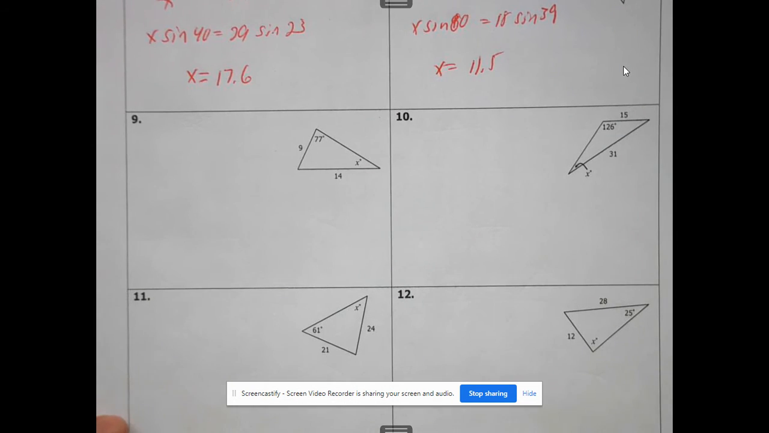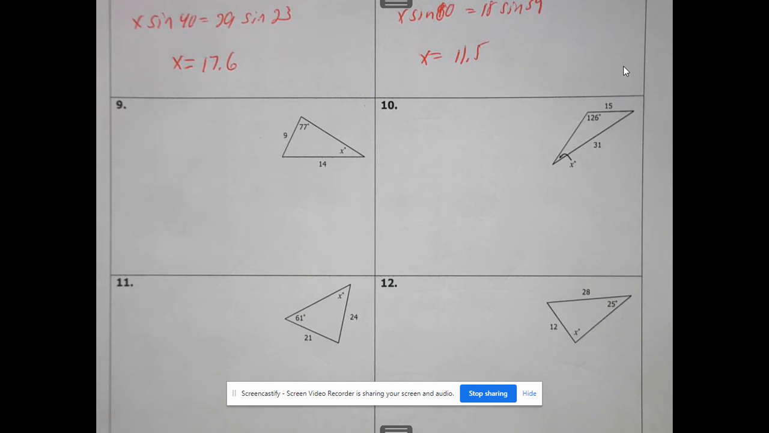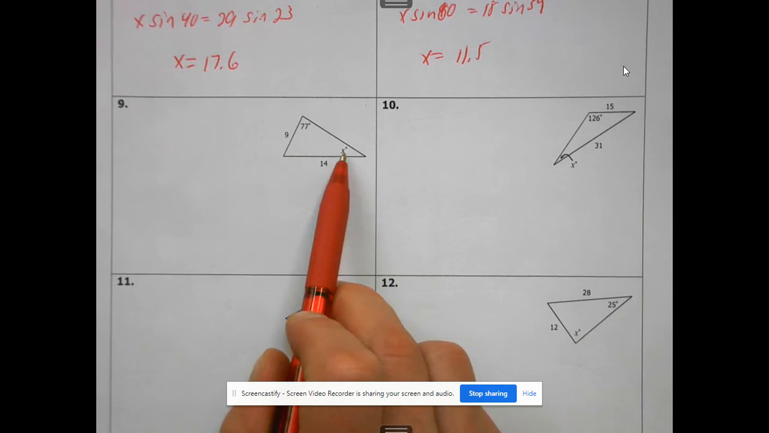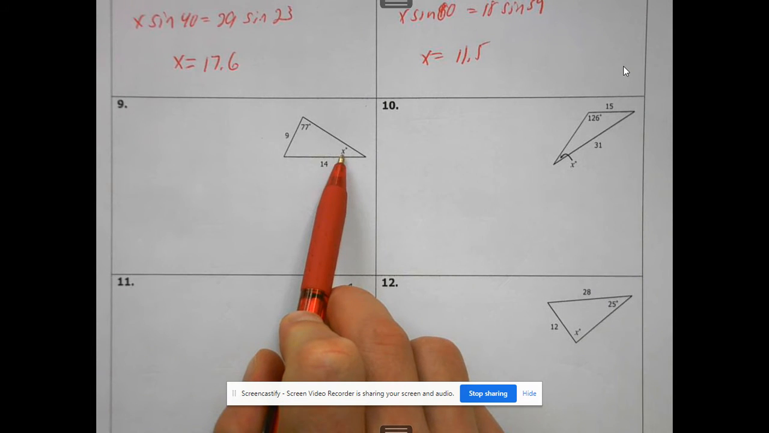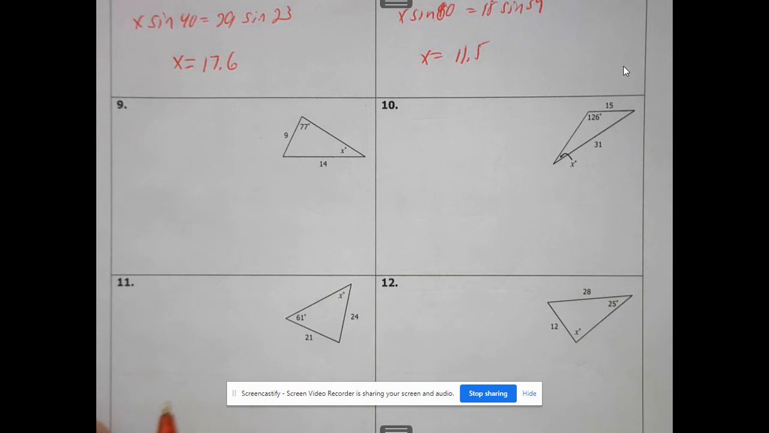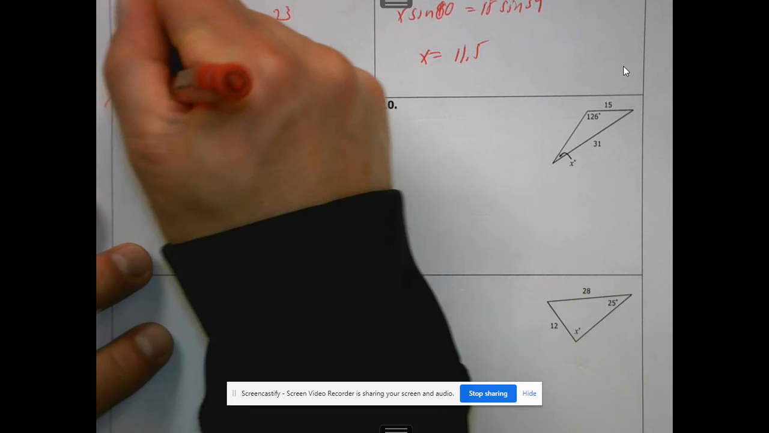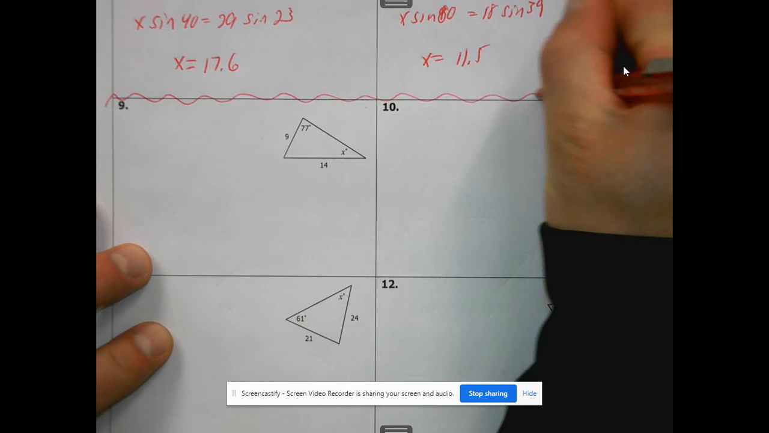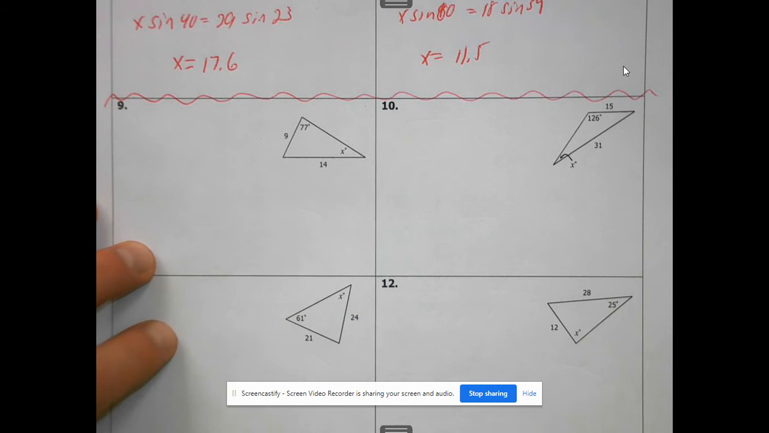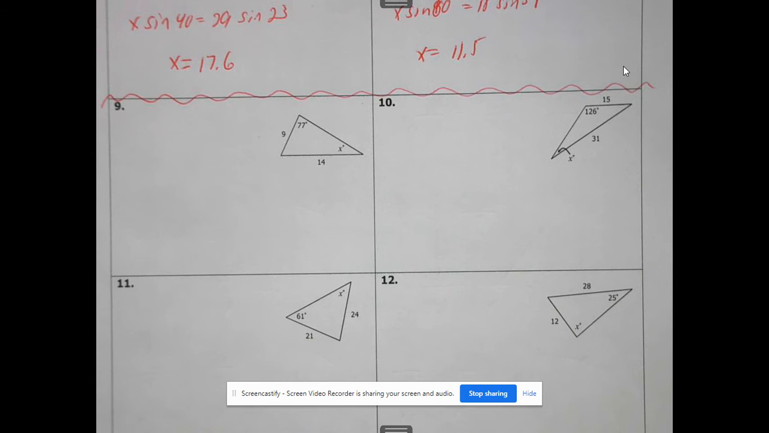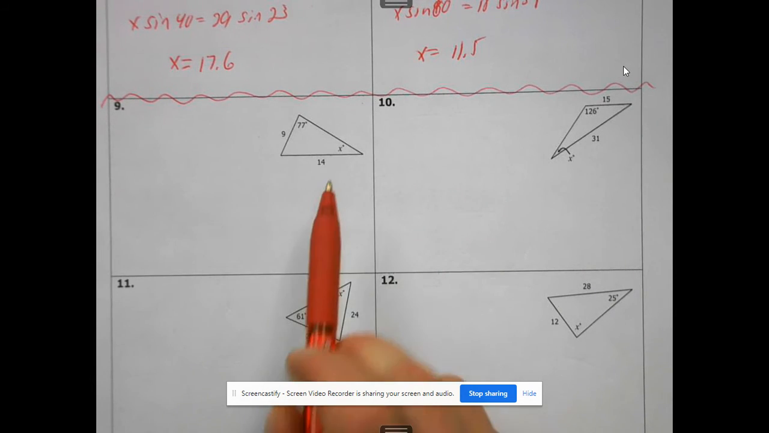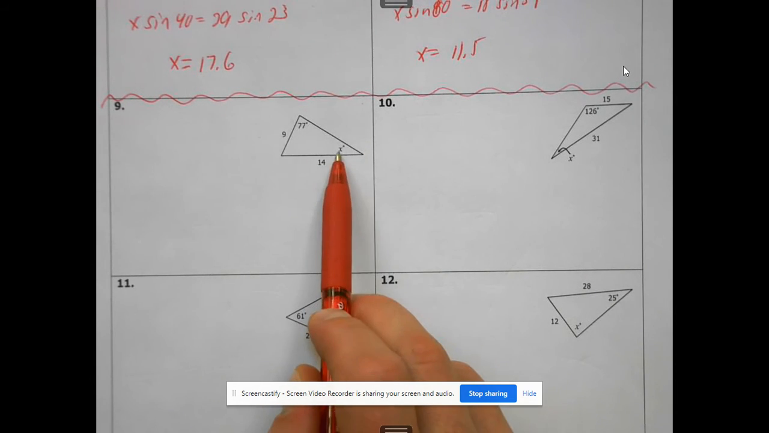All right, number 9, a little bit different. Now, if you check out numbers 9 through 14, now you're missing an angle. So a little bit different for the second half. So if you kind of want to cut your paper in half a little bit, this is where it gets a little different now, okay? Now we're finding a missing angle using our sine ratios as opposed to using ratios to find a missing side. So now we got to find a missing angle.